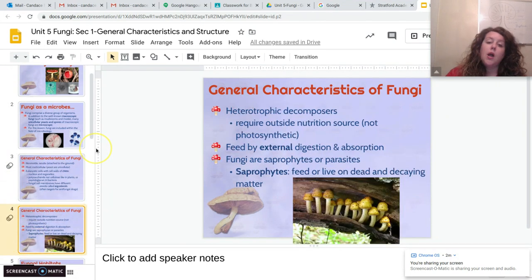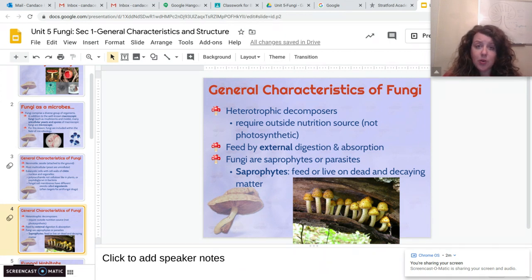Okay, so another big characteristic of fungi is that they are heterotrophic decomposers. Okay, so let's break down that. Heterotrophic means they have to have an outside carbon source. Okay, we are also heterotrophic, but we're not decomposers. Okay, we have internal digestion. It's completely different than actually breaking down material outside of the body.